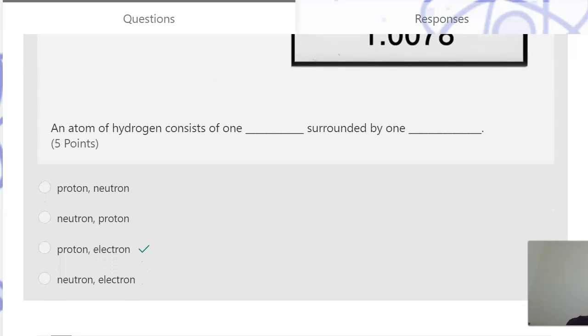Let's see what we got down here. 1 proton, 1 neutron. That's the best answer.